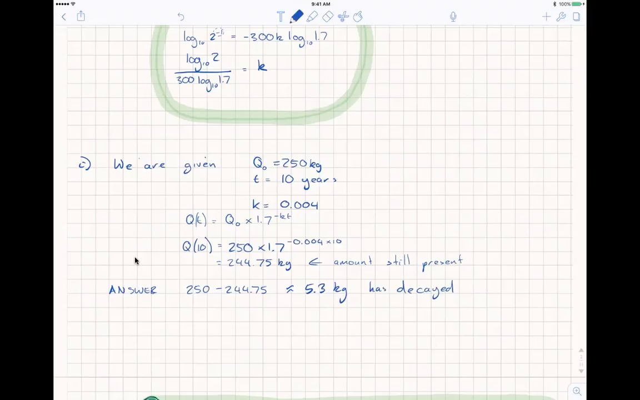Now, you should try as best you can to answer worded problems in sentences or statements like this. So 5.3 kilograms has decayed. So that's the end of question 1.